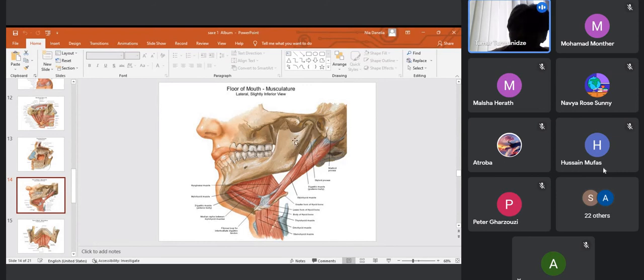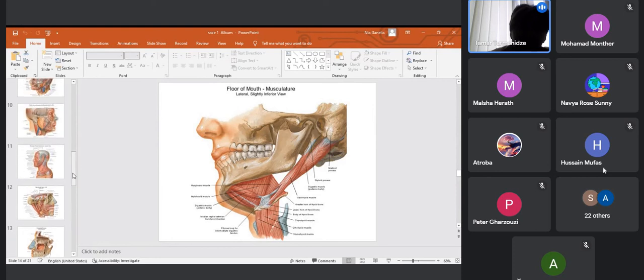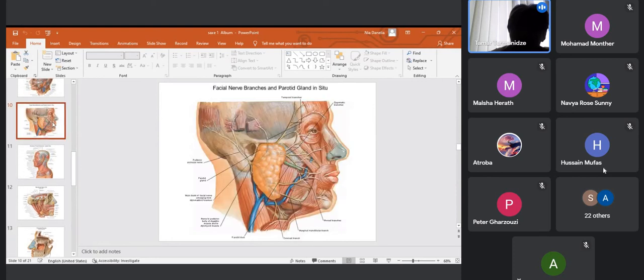Parotid gland is located in this fossa, but it does not occupy only the fossa. It may extend anteriorly to the masseter muscle. It may extend down to the lower margin of the mandible or above through the zygomatic arch.